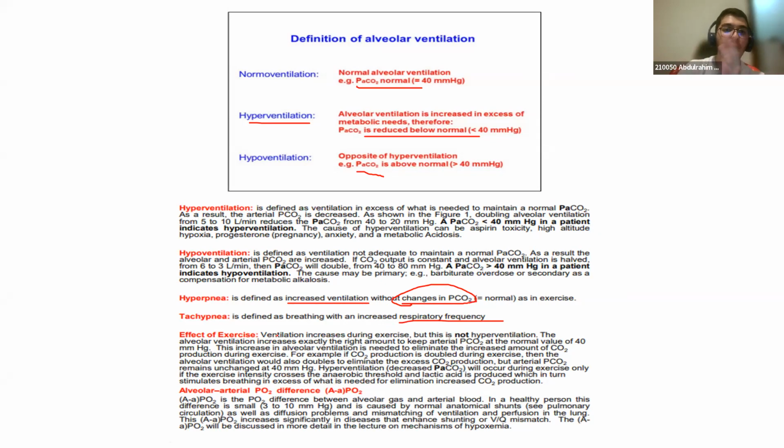So takeaways: hyperventilation, reduced pressure of carbon dioxide; hypoventilation, increased; hyperapnea, increased ventilation without change in PCO2; tachypnea, it's just a respiratory frequency, which was part of our first equation. We said tidal volume times frequency equals dead space volume times frequency plus alveolar volume times frequency. So in exercise, there's no hyperventilation, there's only hyperapnea.